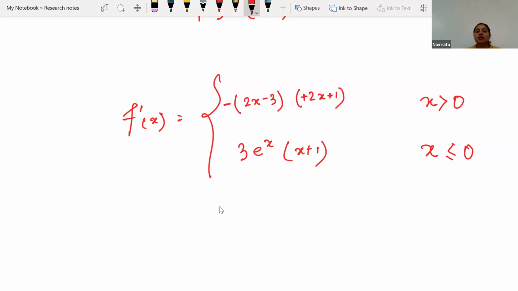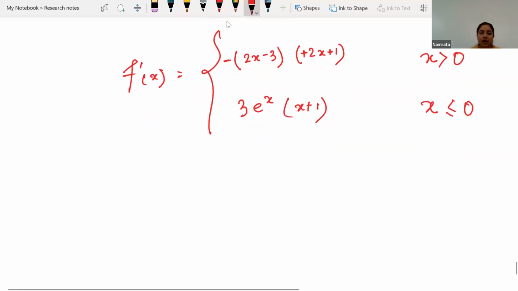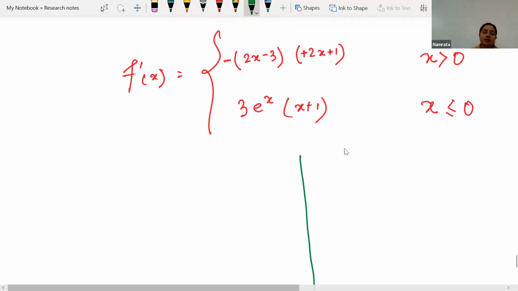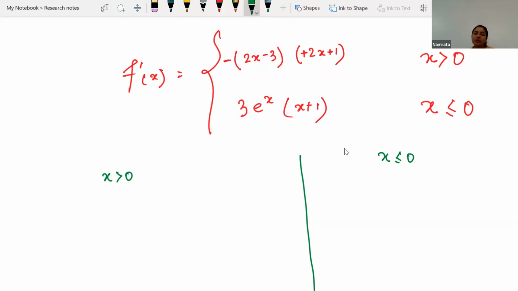Now, critical points for the first condition. I am taking two conditions over here. One we will be doing for x greater than 0 on the left hand side, and x smaller than or equal to 0 we will be doing on the other side. Now, the real line, minus infinity to plus infinity. Critical points are 3 by 2 and minus 1 by 2.